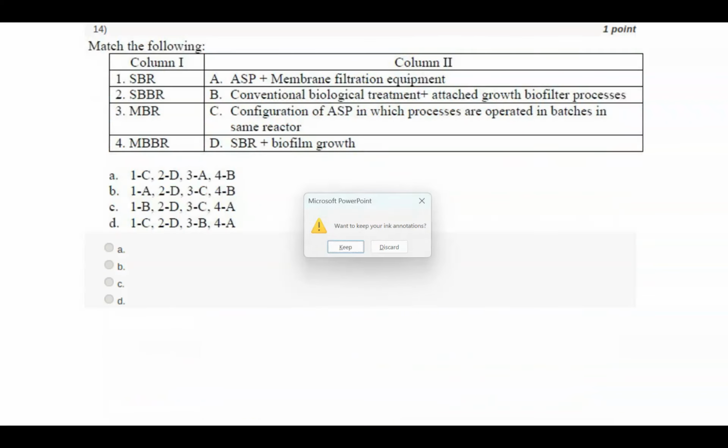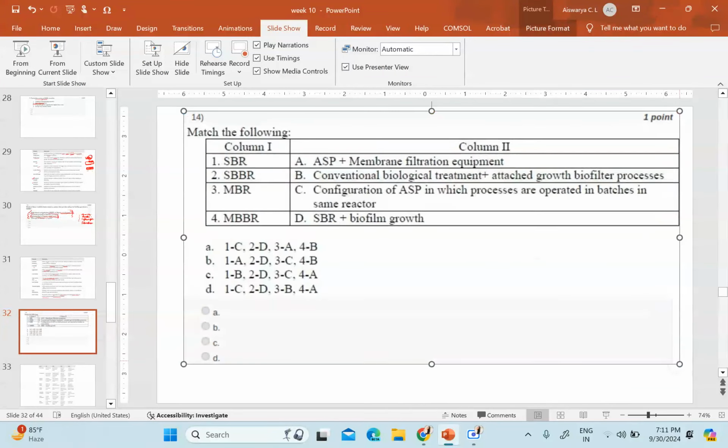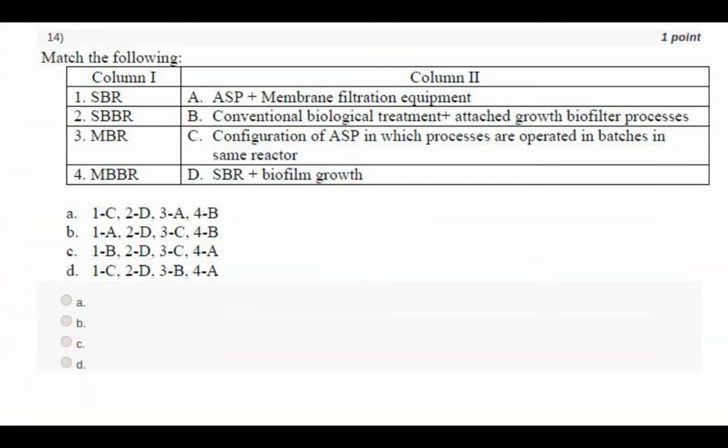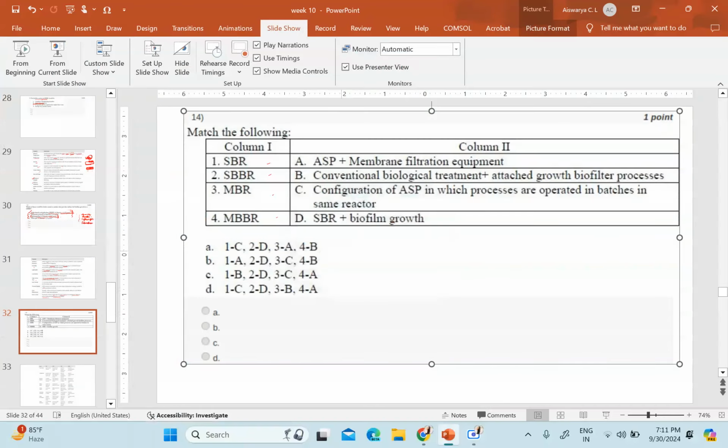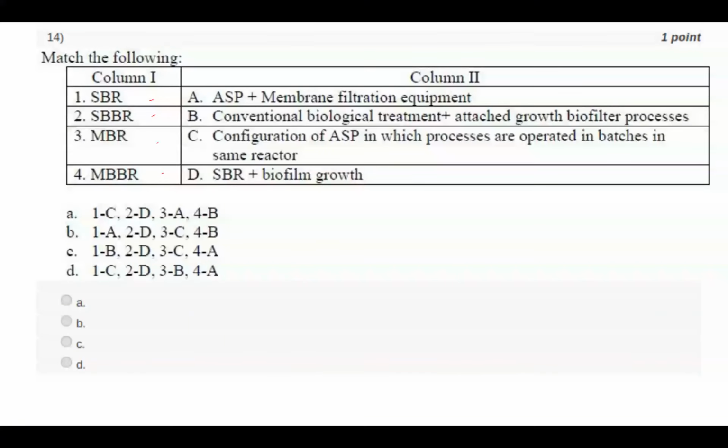Now this one, match the following. SBBR, MBR, MBBR: these are wastewater treatment things given, and then we have to match. Any idea?